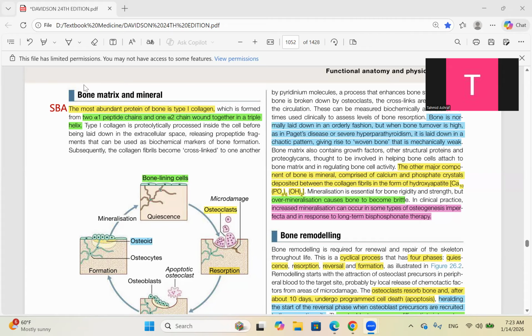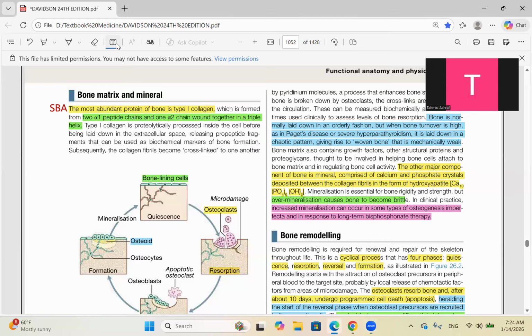So let's come to this topic, bone matrix and mineral. We are now studying the anatomy and physiology, the basic things about bones, joints, and the overall musculoskeletal system. The first line is very important for any question, any exam throughout the world. That is, the most abundant protein of bone is type 1 collagen. Bone is a connective tissue composed of proteins, and the most abundant of them is type 1 collagen.